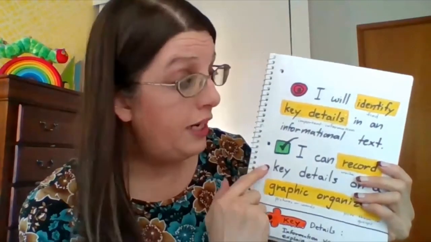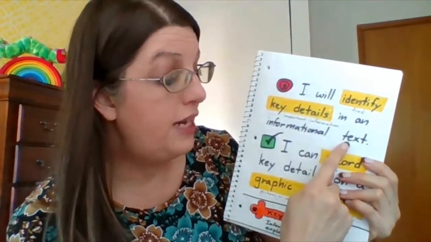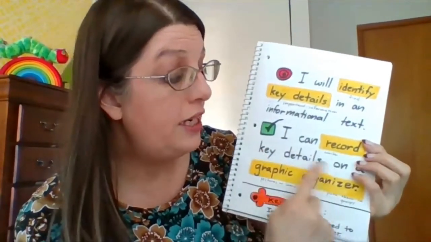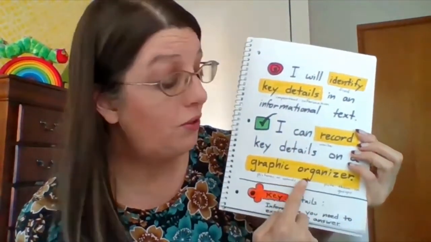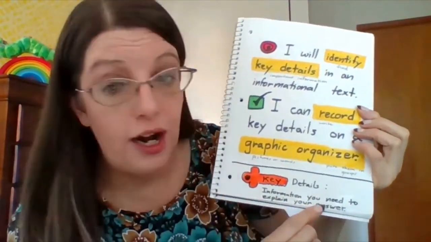So what we are doing is using our key words to help us identify key details in informational text and recording our key details on our tool or graphic organizer. Key details are information we need to explain our answer to the question, how do scientists know there were fleas at the same time as the dinosaurs? Let's take a look at our details and see if that helps us answer that question.